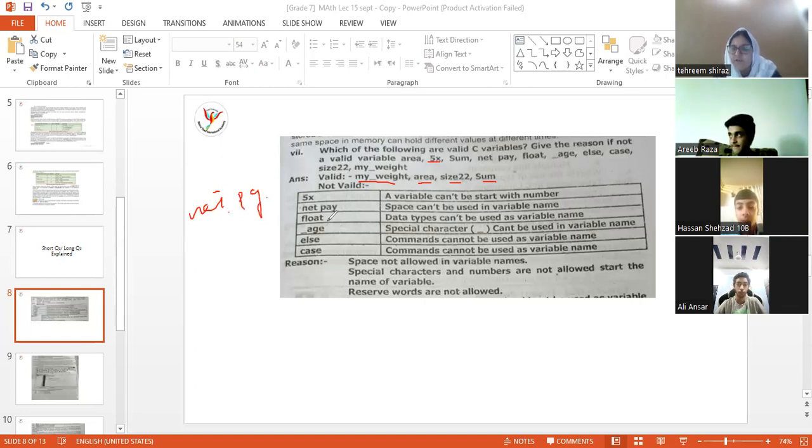Float. Why will float not be a valid variable? Because a data type can't be used as a variable name. Float is a data type, so we cannot use the data type's name as a variable. _age is not valid because a variable name should not start with a special character. Else, the command cannot be used as a variable name. Case, the commands cannot be used as variable names, right? So this was question number 7 of short questions from exercise 2.